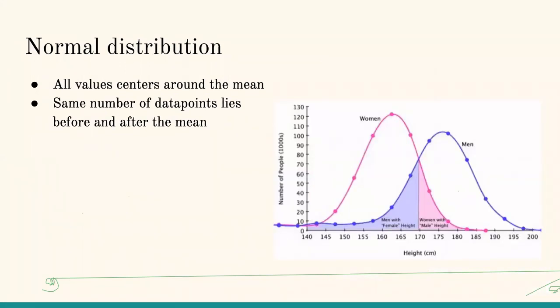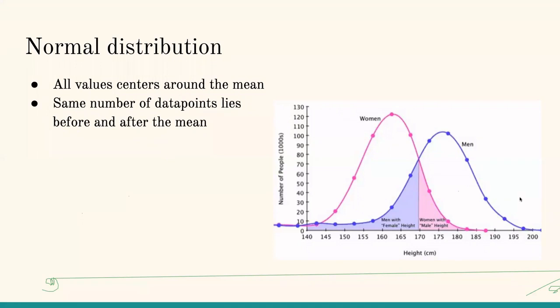Next thing is normal distribution. In a normal distribution, all data points center around the average. So if you look at the curve here, this is the height of women and men. As you can see, there is a highest point, and that's the mean, which is the average height of women. And all other data points are kind of going towards the average. That means every data point is centered around the average. For men also, it's the same. So you have a mean, and there is an almost equal number of data points on the left of the mean and the right of the mean.